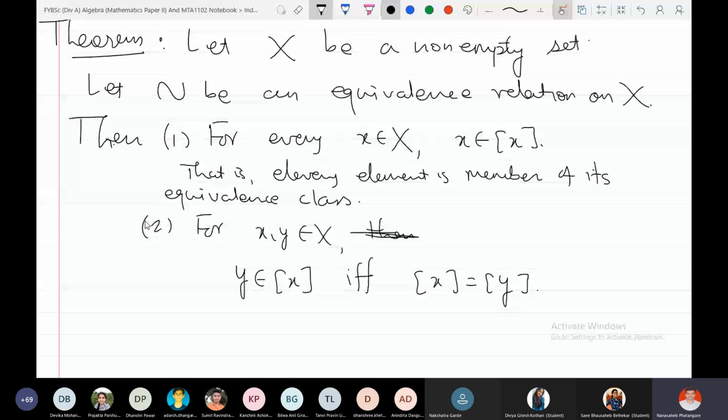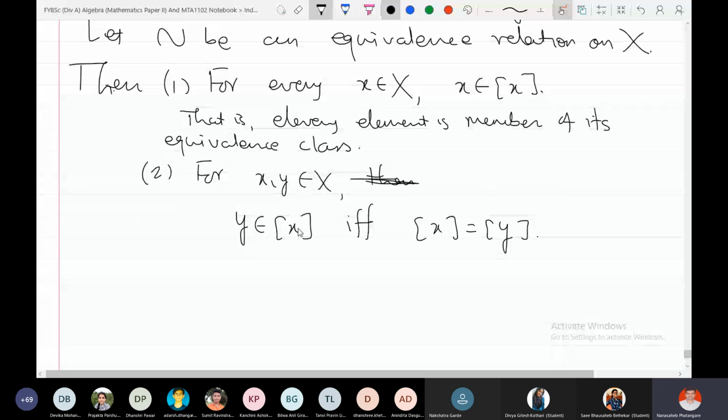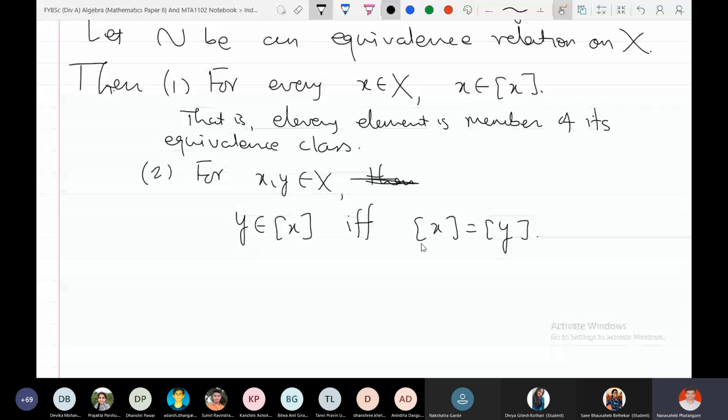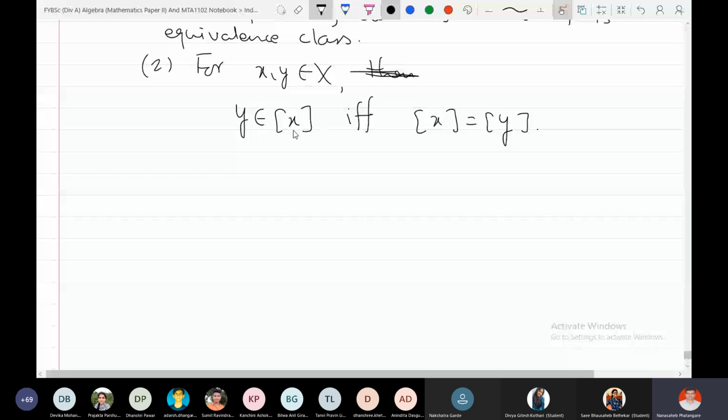Okay, so what is my first statement? If x is any element from the set and tilde is an equivalence relation on X, then every element is a member of its class, right? If you take any two elements and suppose y is a member of the class of x, then their classes are equal, right? So no matter which representative you select, suppose you have a class and you choose another representative from that class, they both have the same equivalence class, right? That is what it means. If y is a member of the equivalence class of x, then their classes are actually the same because they are related, right?